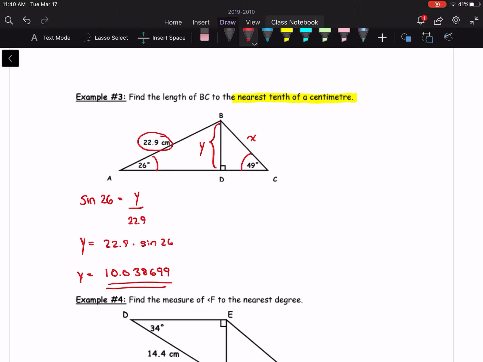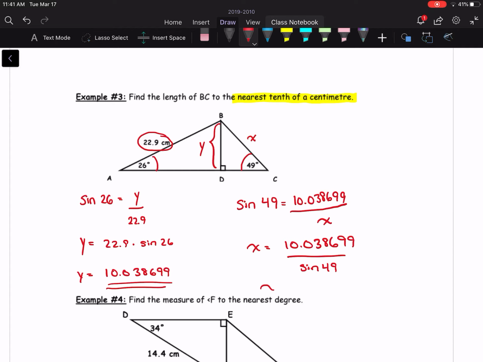So next, I now know the opposite side length, and I want to learn the hypotenuse. The length BC is the hypotenuse of the second triangle. So again, I'm going to need to use sine, and so this time sine of 49 degrees should be the opposite, which is 10.038699, divided by the length of the hypotenuse. And so when I rearrange this equation, I should get something like this, which turns out to be about 13.3, and I'm going to round my final answer.